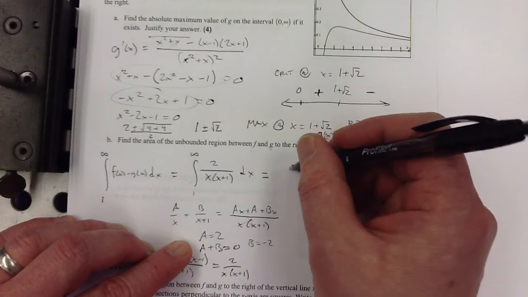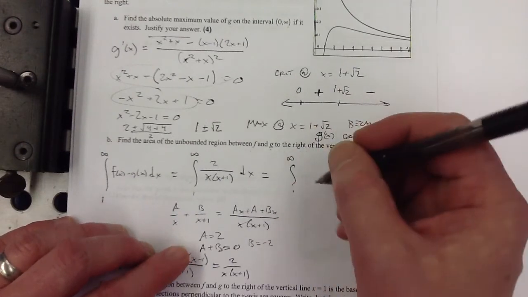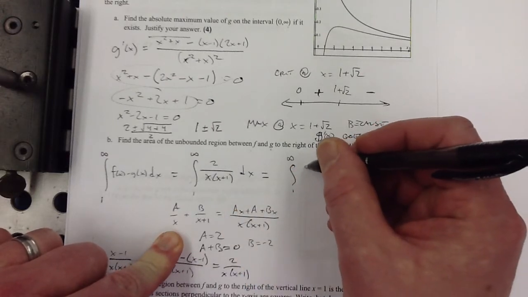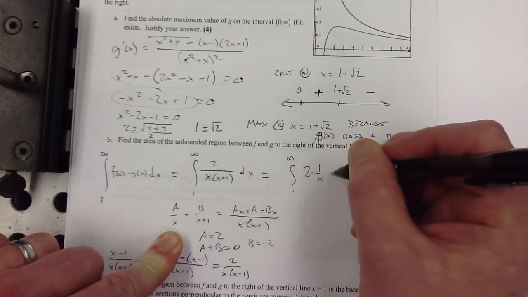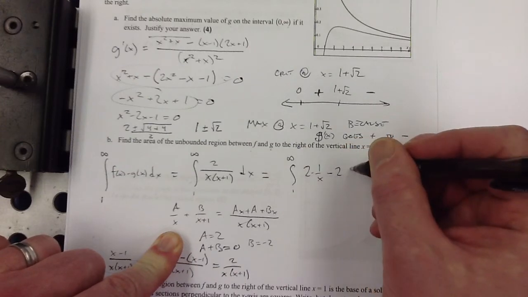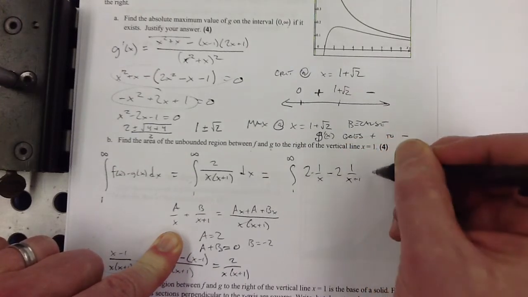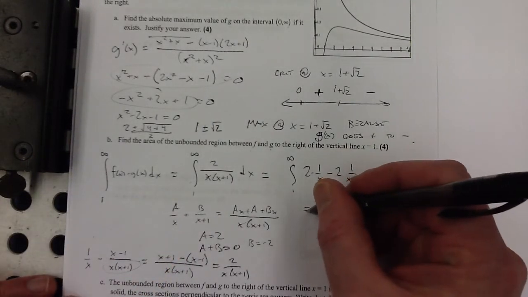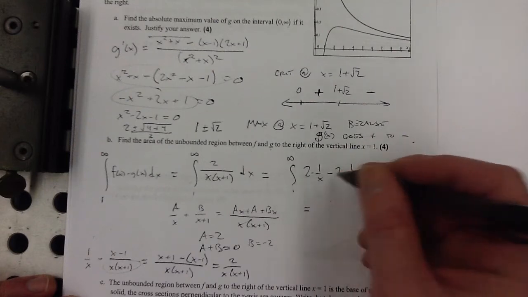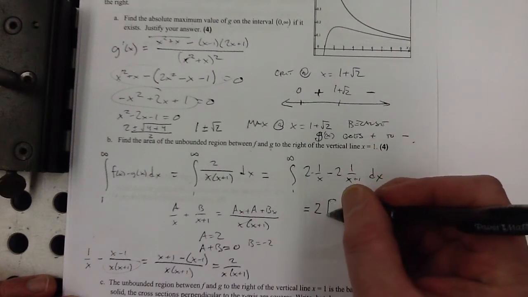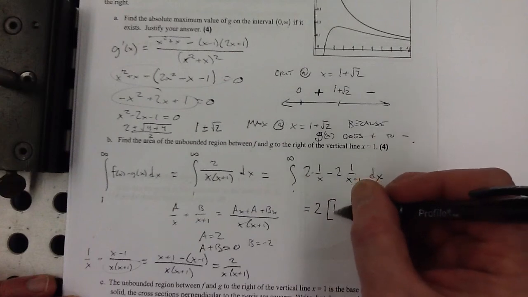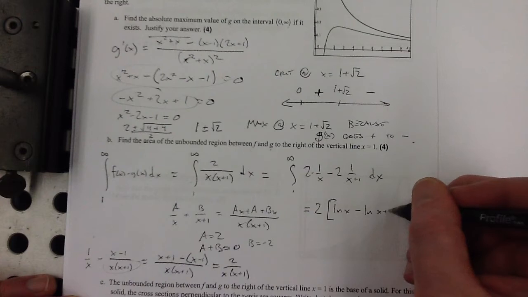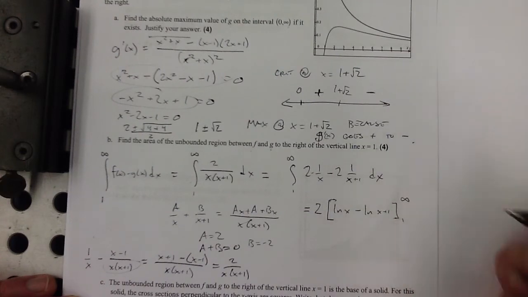So, got the integral from 1 to infinity. Now I have A is 2 times 1 over x, minus 2 times 1 over x plus 1. And that's equal to, I'm going to go ahead and factor the 2 all the way out to the front. Antiderivative here, that's natural log x minus natural log x plus 1 from 1 to infinity.